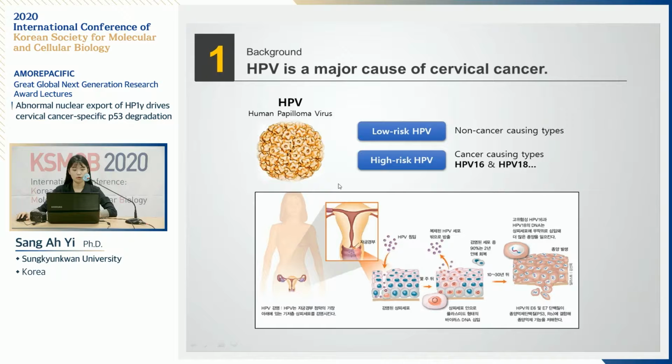As you know, cervical cancer is caused by the recurrent infection with human papillomavirus. Among many subtypes of HPV, high-risk HPV, including HPV 16 and 18, is considered a major cause of cervical cancer because they express the oncogenic proteins E6 and E7, which inhibit the actions of tumor suppressors like p53 and RB, respectively.